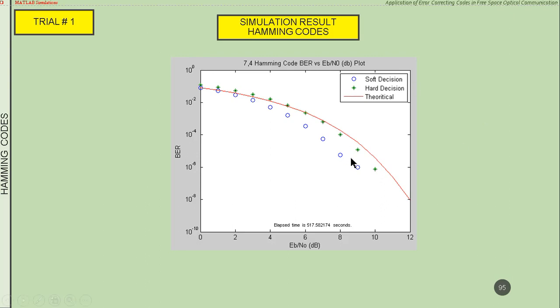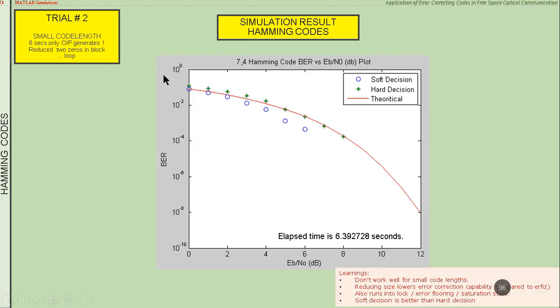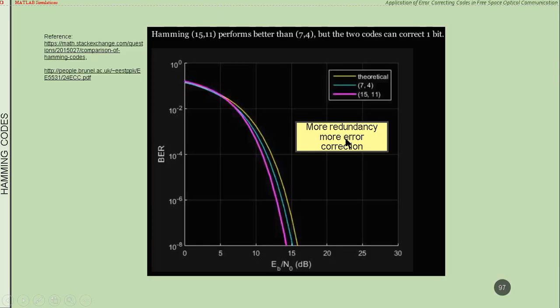So continuing with the explanation, trial 1 gives us this. Trial 2 with small block length gives us faster results in 6 seconds. So the coding gain is more with soft decision, and with hard decision it is the same as uncoded. The 15,11 Hamming code has 4 redundant bits, so better performance is there.